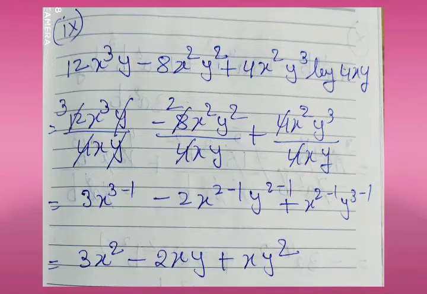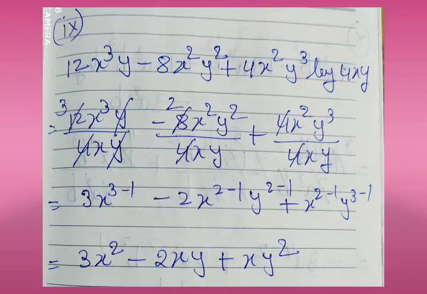Next, 12x to the power 3y minus 8x square y plus 4x square y cube divided by 4xy. So we will divide each term separately by what? 4xy. So what answer will we get here? You can see, first you write like this as it is written on the screen. Then 4 3s are 12. So 3x to the power 3 minus 1. Y cancel.